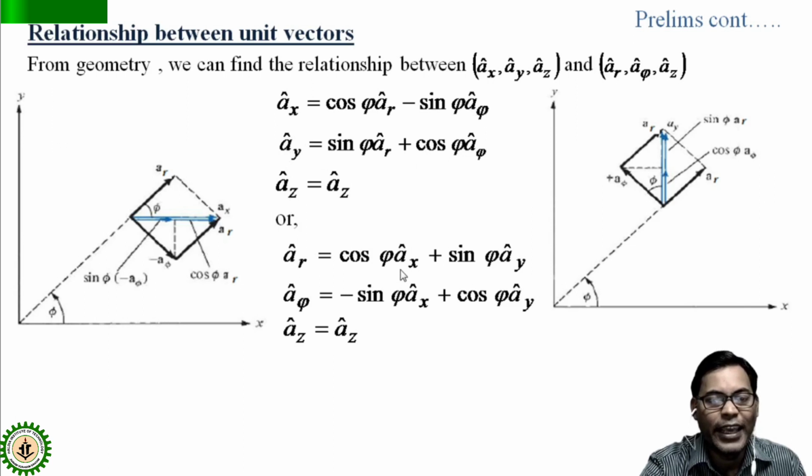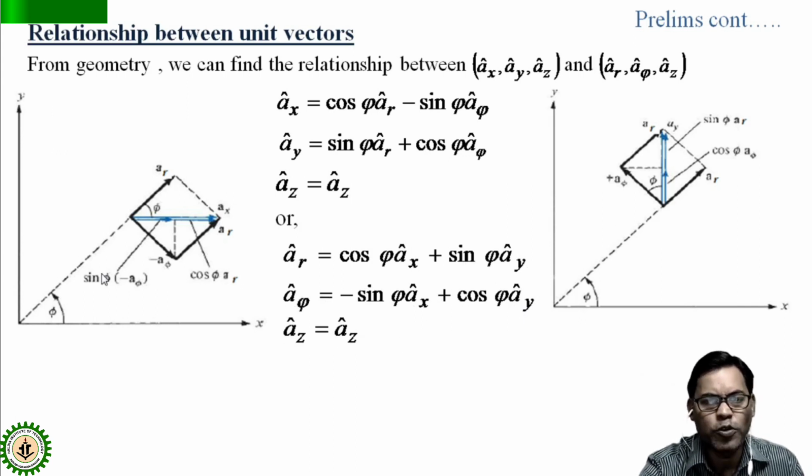Similarly, if Ax, Ay and Az are known, from these two diagrams we can find out Ar, Aφ, Az. You see that Ar equals cos phi Ax plus sin phi Ay, Aφ equals minus sin phi Ax plus cos phi Ay, Az equals Az.